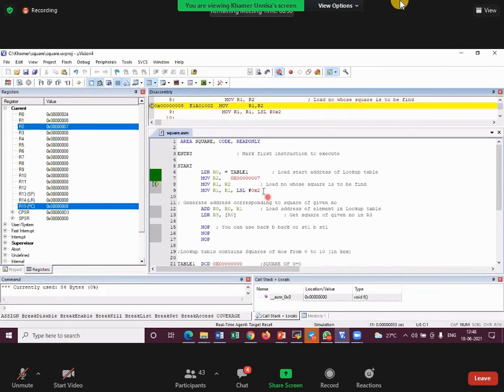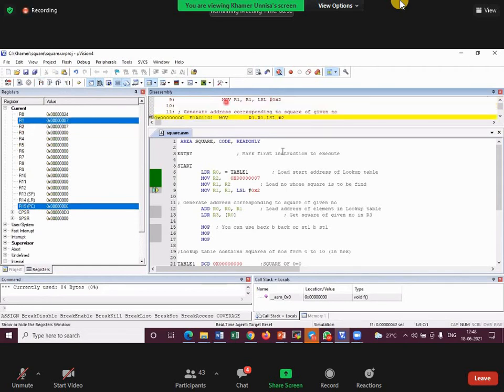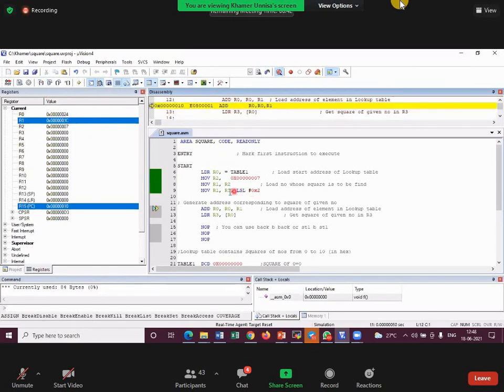Next, I'm interested to find out the square of the number 7. So 7 is being given to R2. Next, I will be moving this R2 to R1. So R1 will now always be having 7. Next, after performing the logical shift operation twice, it has become 1C. So I will show you how it has become 1C over here.